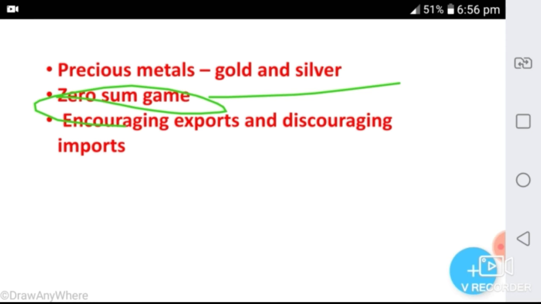Also it is mainly focusing on encouraging export. Encouraging export and discouraging import is very important. This is the theory of mercantilism.